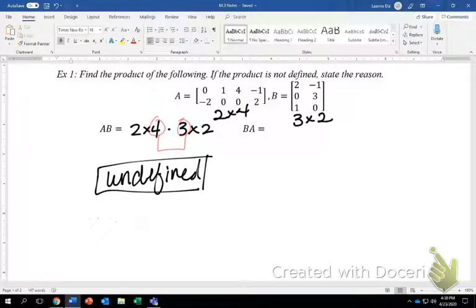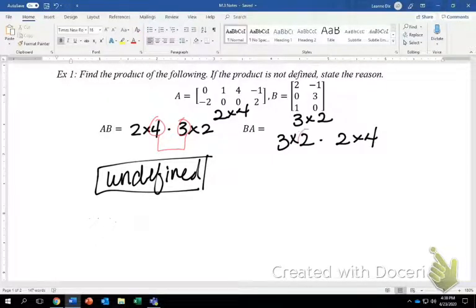All right, so it's not possible to multiply these and get a result. So let's flip it. Let's say instead of multiplying A times B, let's multiply B times A. Well, then now it's a 3 by 2 matrix times a 2 by 4 matrix.